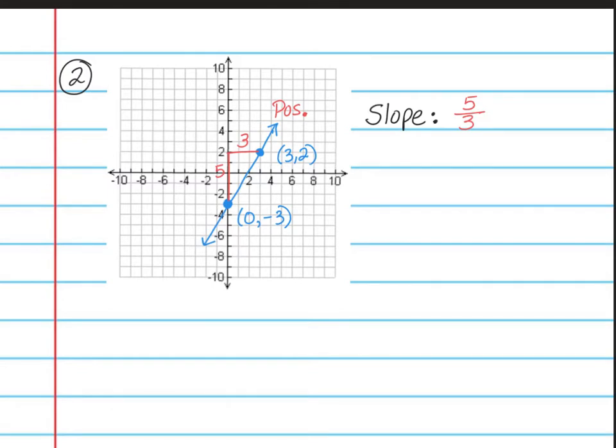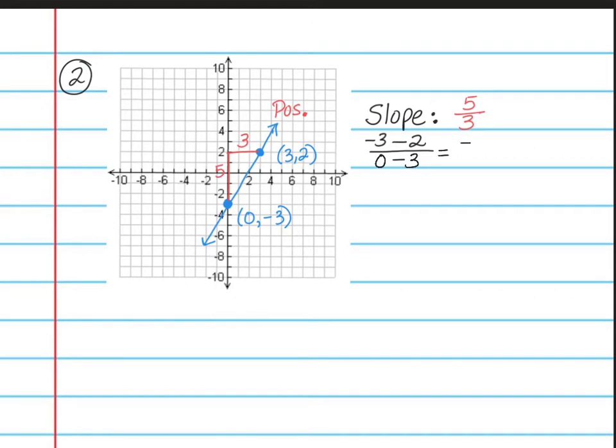Let's practice using the slope formula as well. So I'm going to write my skeleton of the formula there. My y numbers go on top, so that would be -3 and 2. So we have -3 and 2. My x numbers go on the bottom, so that's 0 and 3. So we have 0 and 3.